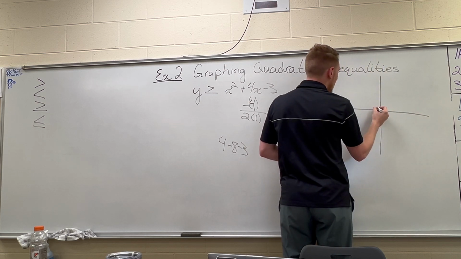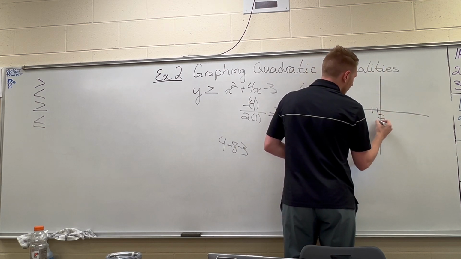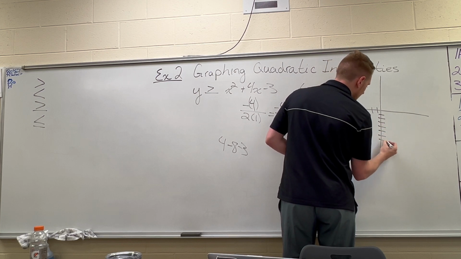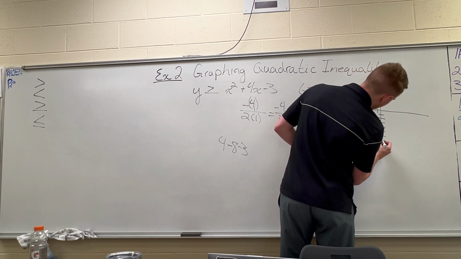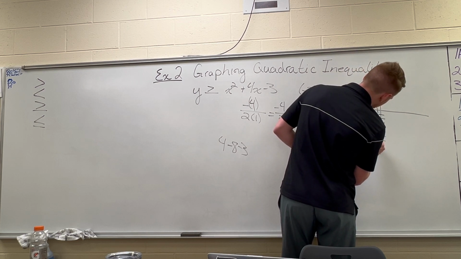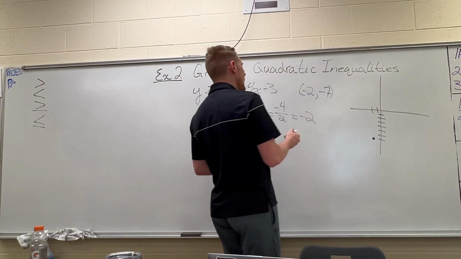So it's 2 over, and it's 7 down. 4, 5, 6, 7. 1, 2, 3, 4, 5, 6, 7. So 7 down, 2 over. Okay, so there's my vertex.